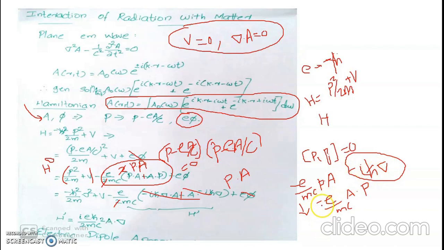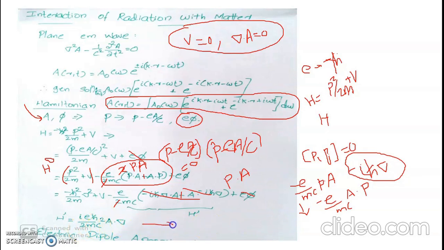So minus, and this minus vanishes. That is minus e by mc into A dot P. We replace P by means of minus i h cross grad. So overall, minus minus makes it plus e by mc A dot i h cross grad. That is i e h cross by mc A dot grad. So the perturbed part of the Hamiltonian is i e h cross by mc, the 2 vanishes, A dot grad.